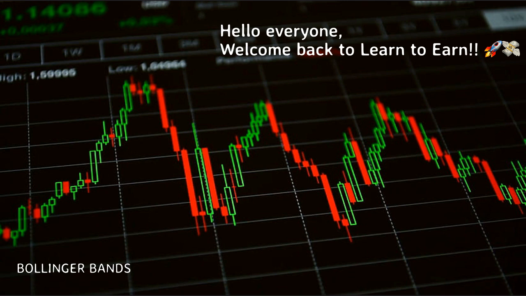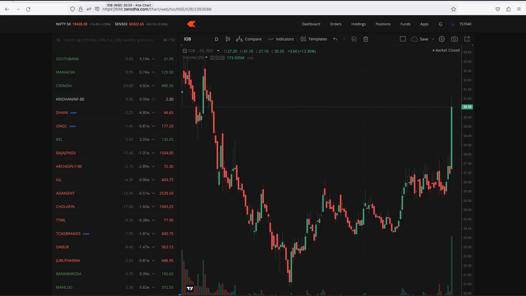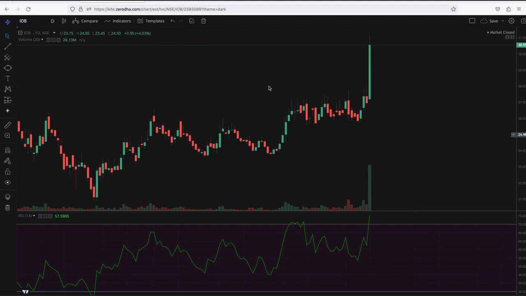So, how to plot and see the Bollinger Bands? I will show you in just a second. We will see the chart of IOB, Indian Overseas Bank. So here's the chart of IOB. I have already put the indicator of RSI here, as I have taught you in the previous video. You can see the RSI has given the breakout above the 70 level, and you can see the strike has been formed in the candles. So we will just confirm it by applying the Bollinger Band strategy.